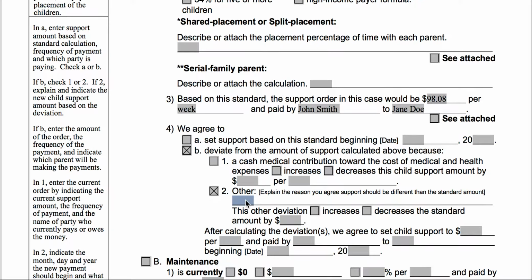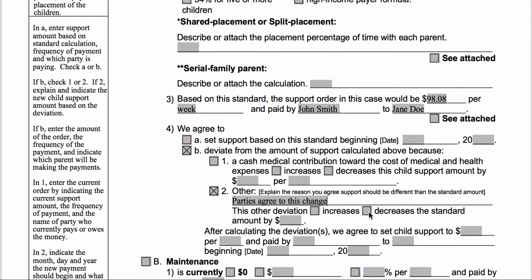And so what a lot of people put is just that the parties agree, or the parties agree to these changes. Or to this change, you could put. You can put whatever your reasoning is there. Again, the reason why you think support should be different than this number we put up here. And then you're going to put whether the deviation increases or decreases the standard. So if John and Jane wanted to agree for it to be $150 per week, they would say increases. But if the number you want it to be is less than this number, then you're going to say decreases.